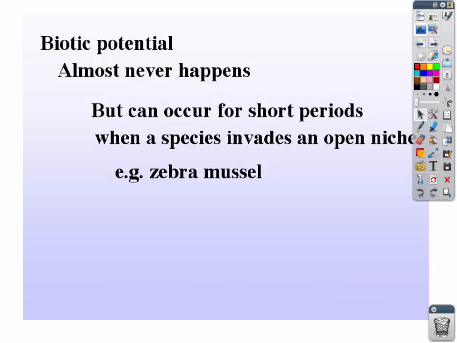But it can occur. Okay, the biotic potential can occur when you have something like an invasive species, or when something is introduced into what's called an open ecological niche. So something else died off and something else took its place, and now there's no predators, there's no limiting resources, and the true biotic potential can occur.